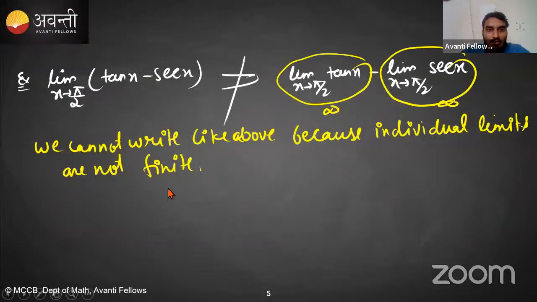So I have taken this example to show it. Sometimes you won't be able to do it. Why? Because the limit of tan x at pi by 2 is infinity, and the limit of sec x at pi by 2 is infinity. So the individual limits are not finite in this case, right? So the individual limits have to be finite. If individual limits are finite, then you can use the fundamental rules. Is this clear? Any doubt so far?